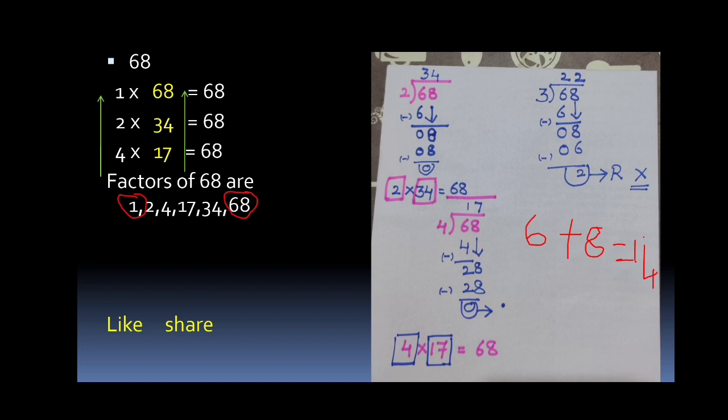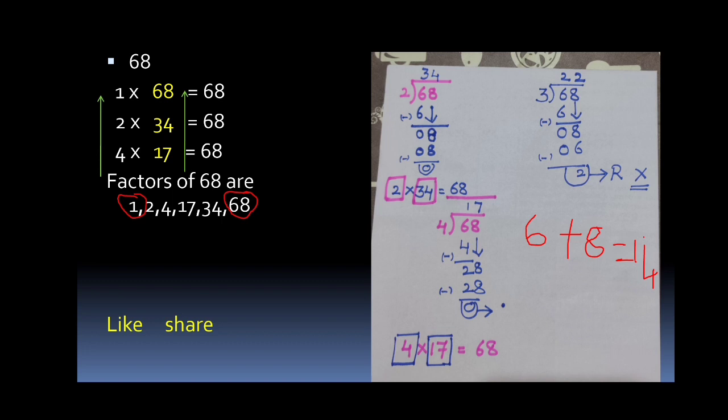In the same way, we'll go for the next one, 3. If I divide 68 by 3, we do not get the remainder as 0. So it is not divisible by 3. And the next one is 4. If I divide it by 4, I get the remainder as 0. That means 68 is divisible by 4, so it is a factor. In this manner we will find the factors one by one. Here the factors of 68 are 1, 2, 4, 17, 34 and 68.